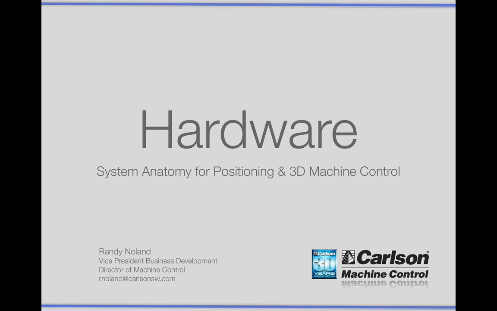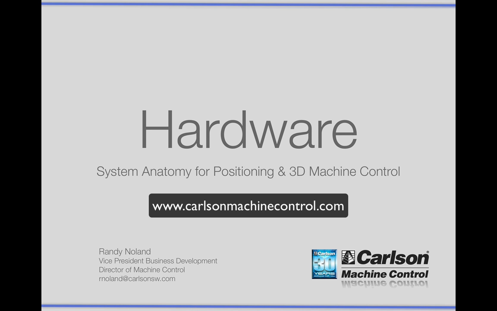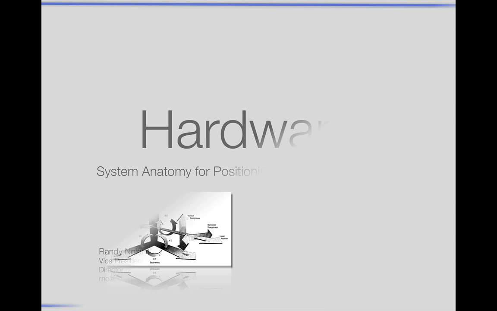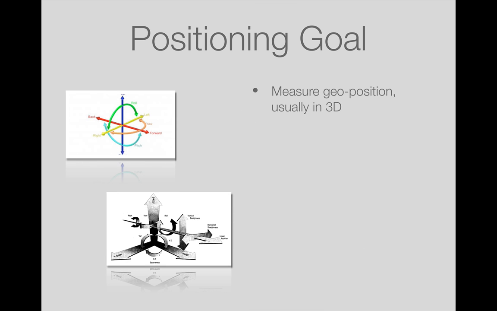Let's discuss Carlson Software Machine Control Division's new hardware components and how they play a role in solving positioning and 3D machine control application challenges. Now, the goal of positioning: there are several goals in positioning machines. One is to georeference, usually in 3D, the machine on the Earth.